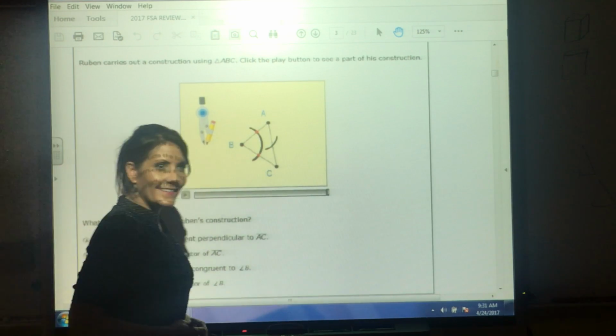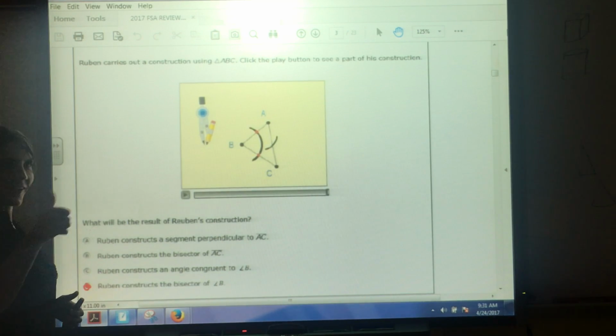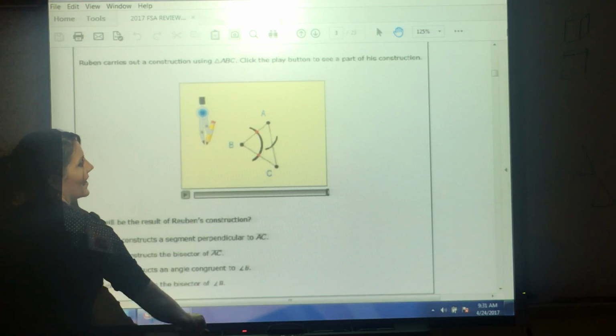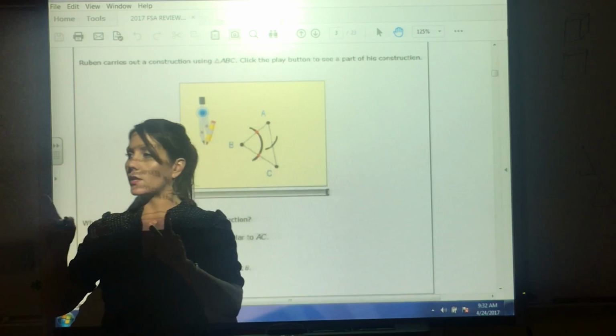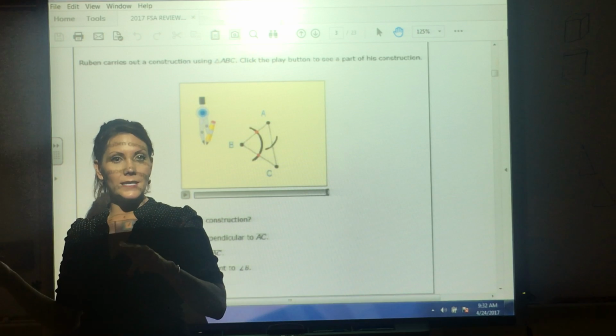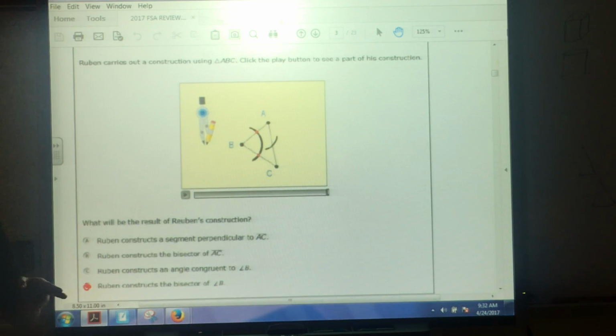Real quick, by the way, check out the constructions link that I sent on Skyward. Did you guys look at that? You need to know all those constructions. It has the directions too, so you're good to go.